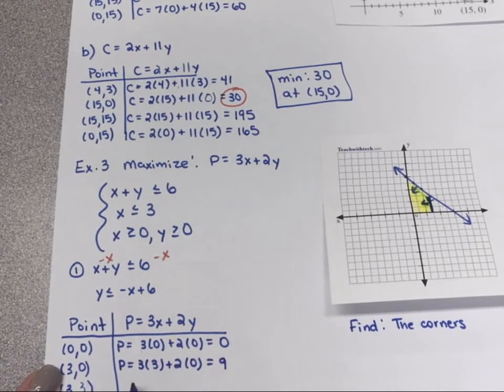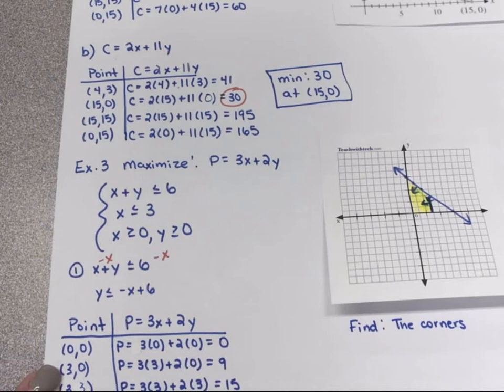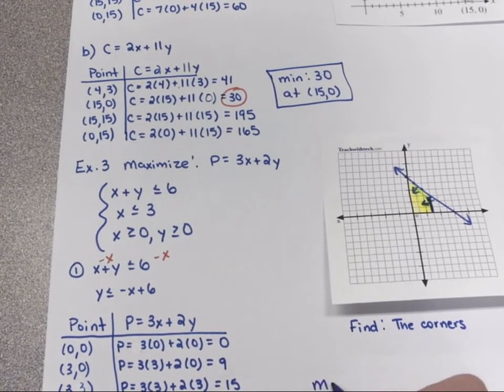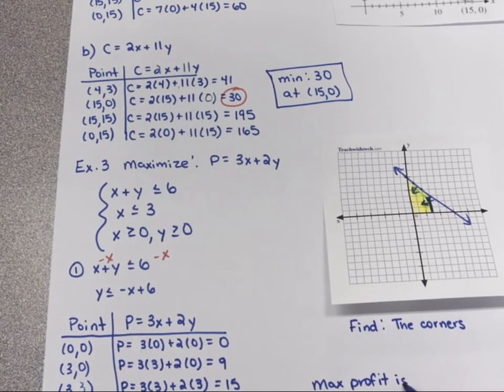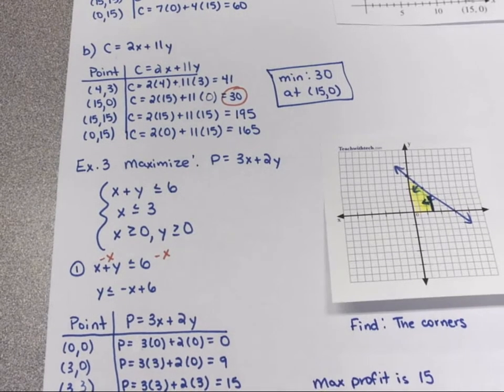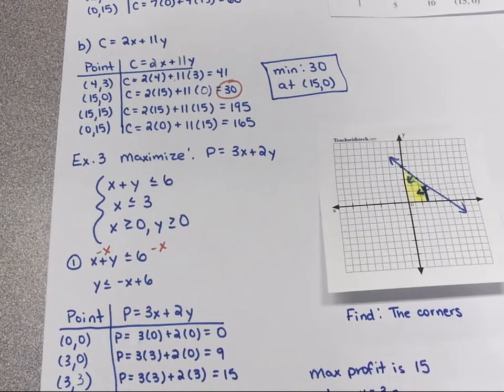3 times 3 is 9. So that's what you get for that profit. 3 times 3 plus 2 times 3 is 9 plus 6, or 15. And then finally, 3 times 0 plus 2 times 6 is 12. So the max is what? Yeah, the max, that's not the biggest one though. What's the biggest one? Yeah, the max profit is 15. Right here, right? The biggest one, this one's 12. So when x is 3 and y is 3.